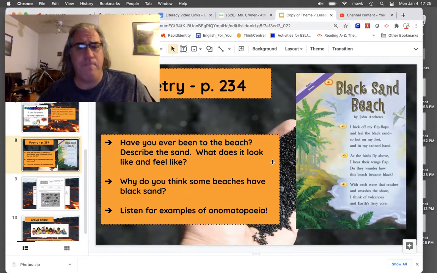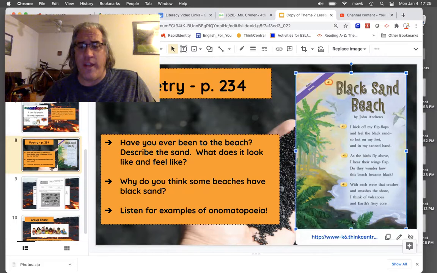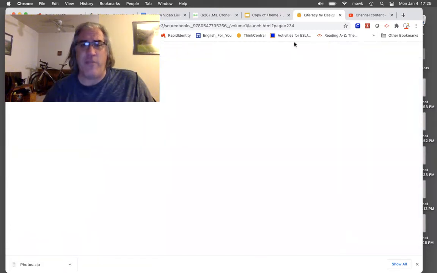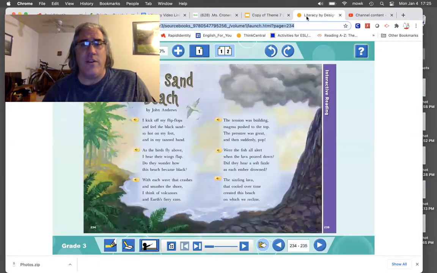Why do you think some beaches would actually have sand that was black, like it looks like dirt? And we're going to listen for onomatopoeia. Are there any words in here that sound like the thing that they're supposed to be? Words like splash sounds like water splashing. Words like buzz sounds like a bee. All right. So go ahead, get your books, open up to page 234, and we will get started.